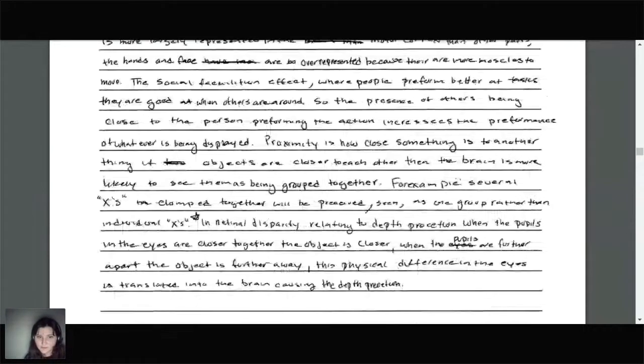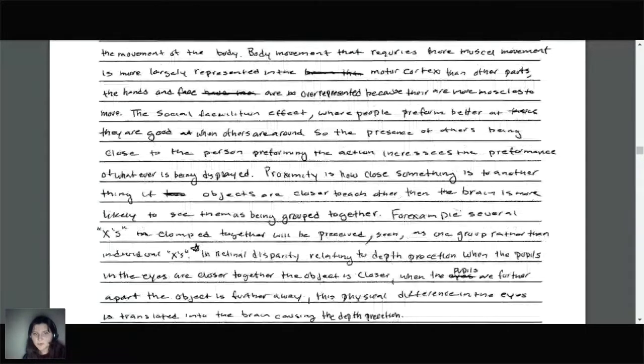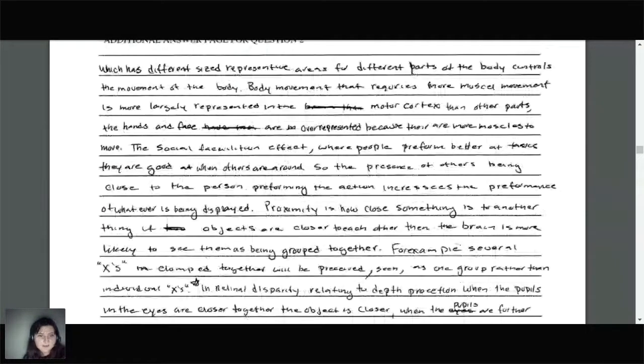After that, we have jumping right into social facilitation. So the social facilitation effect, where people perform better at, nope, can't read that. They are good at it when others are around. So the presence of others being close to the person performing the action increases the performance of whatever is being displayed. So they use the term there, which is good. Answers the first part of the question.